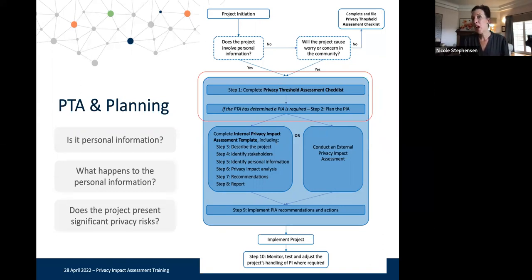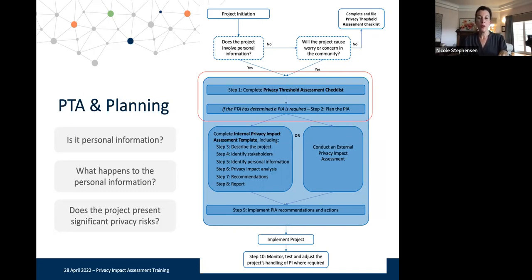But some of you might now be thinking, well, is the creation of an account really necessary? And I want you to hang on to that thought as we step through this process. But the point here is that the privacy threshold assessment is an opportunity to start to line up your ducks in terms of privacy planning.